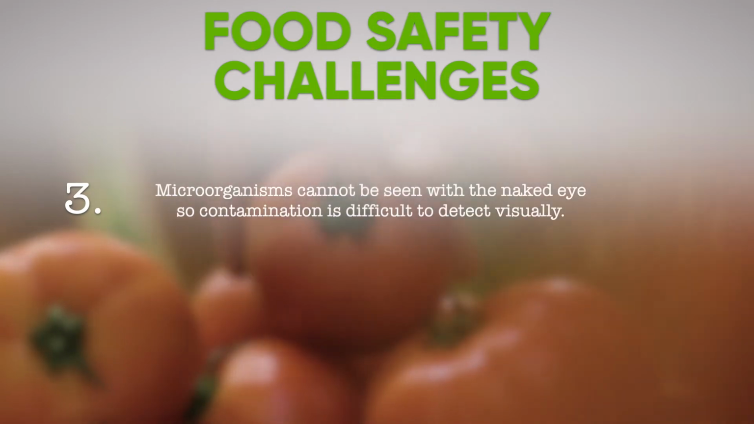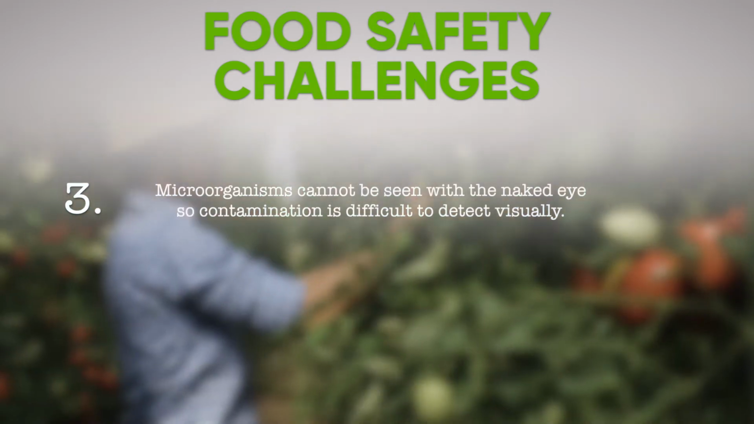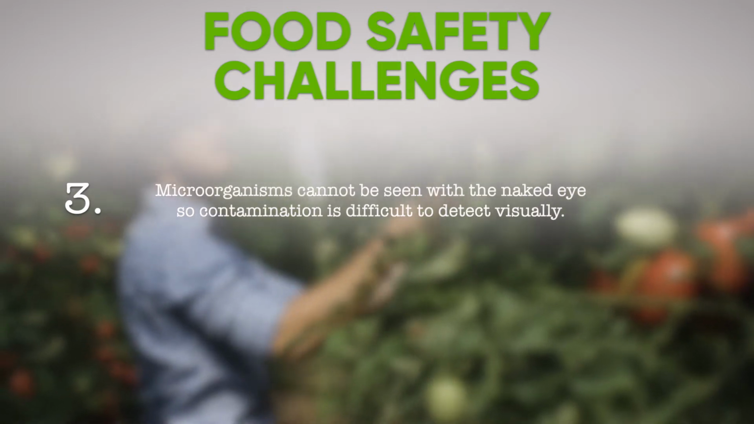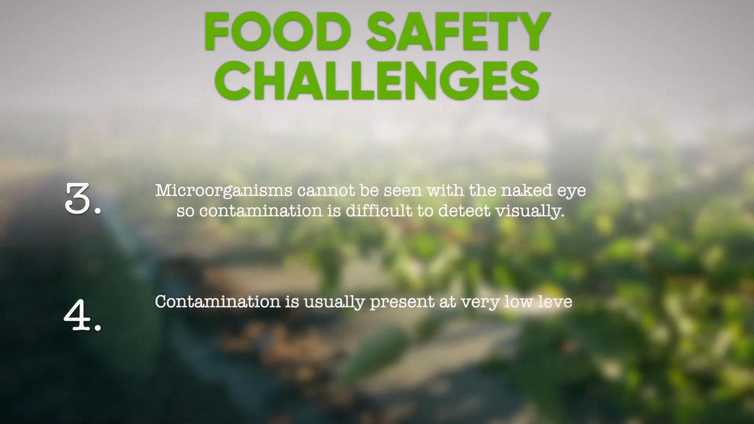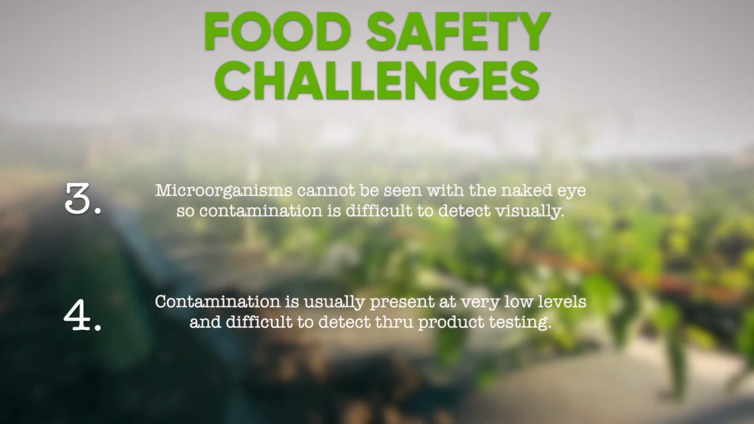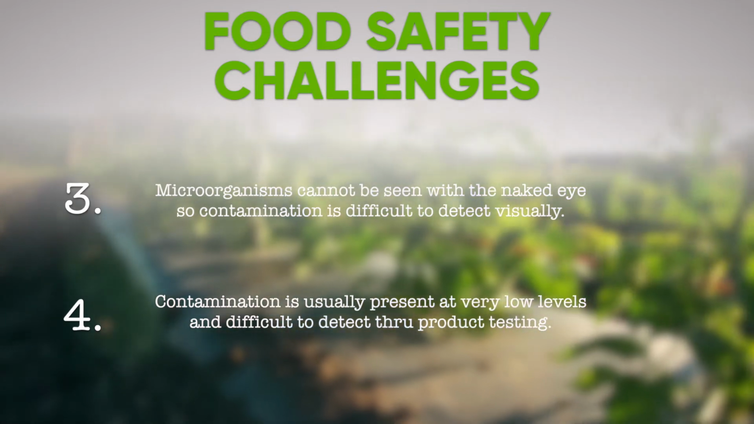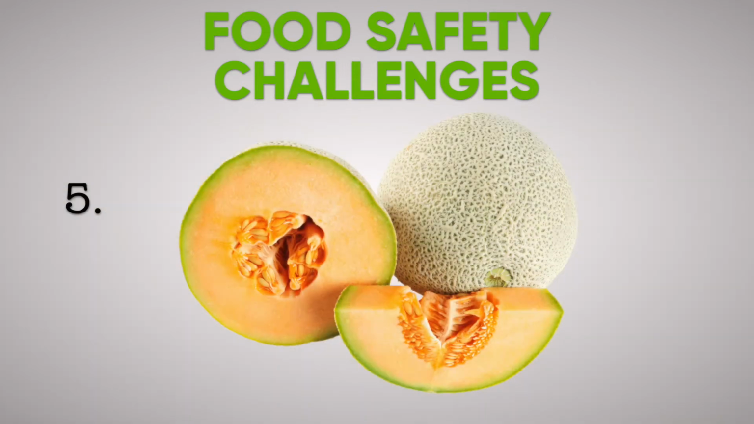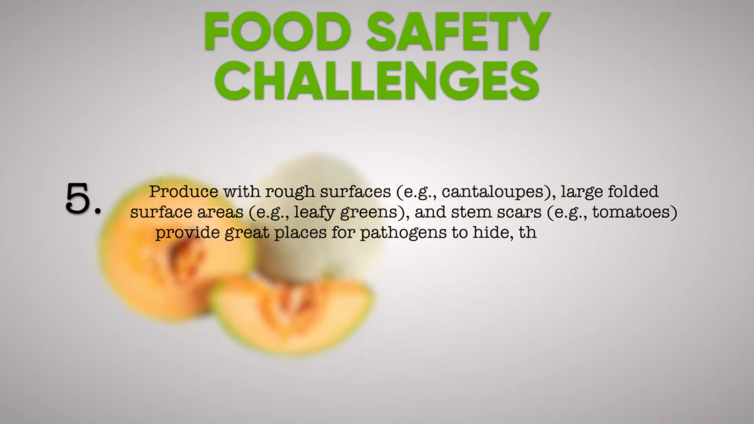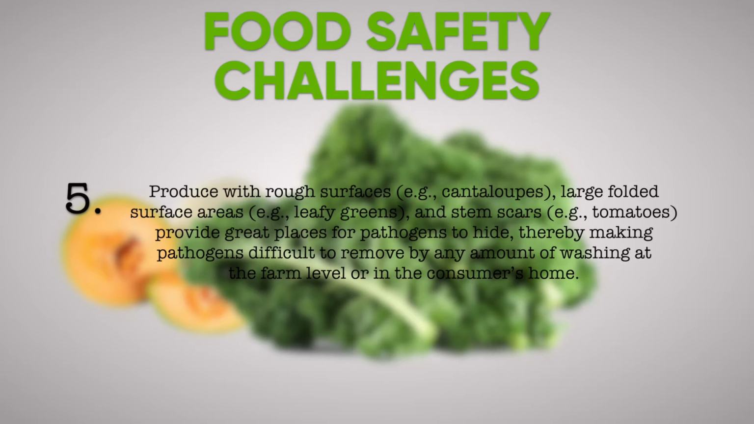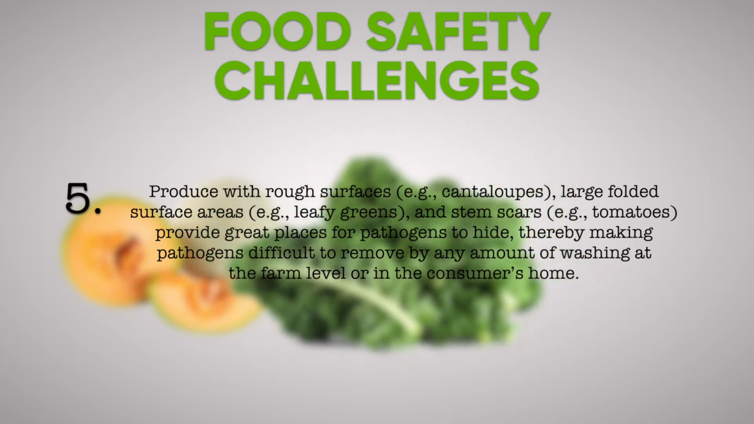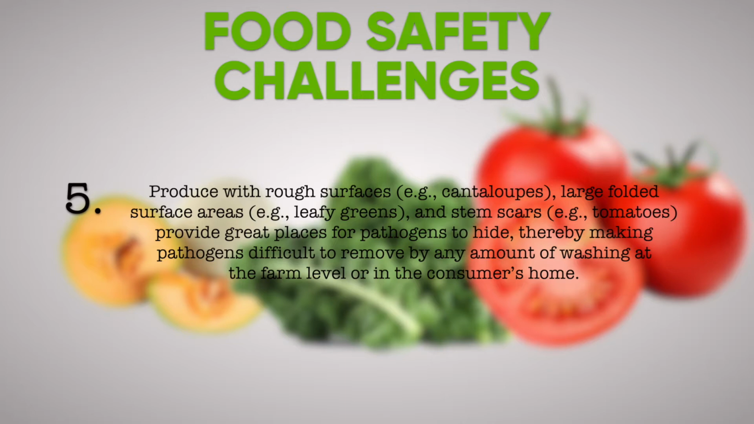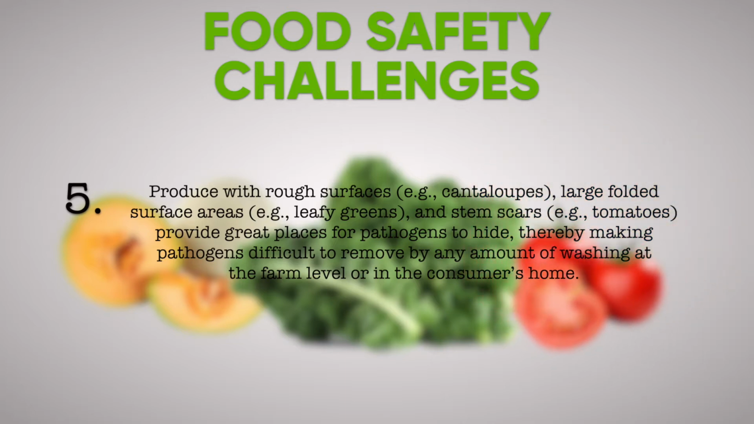Microorganisms, as their name suggests, cannot be seen with the naked eye, so contamination is difficult to detect visually. Number 4. Contamination is usually present at very low levels and difficult to detect through product testing. Number 5. Produce with rough surfaces, for example, cantaloupes, or large folded surface areas, for example, leafy greens, and stem scars, such as tomatoes, provide great places for pathogens to hide, thereby making pathogens difficult to remove by any amount of washing at the farm level or in the consumer's home.